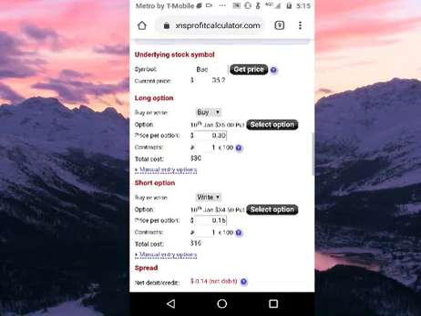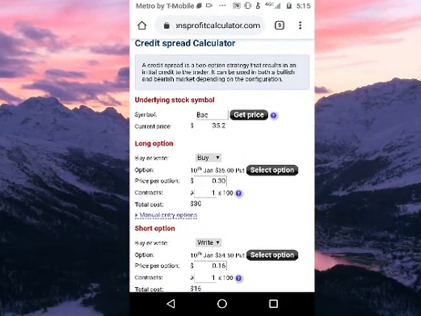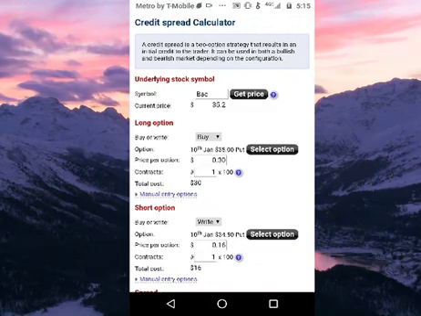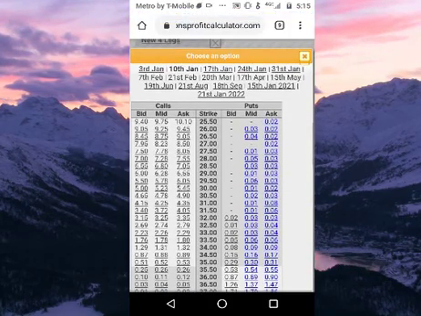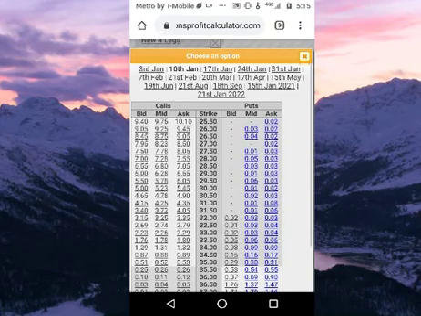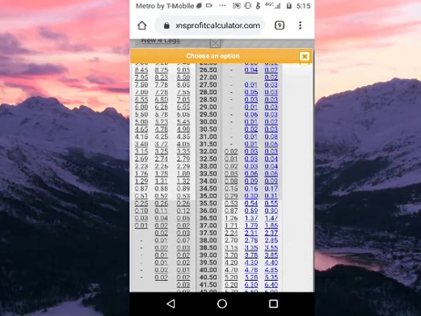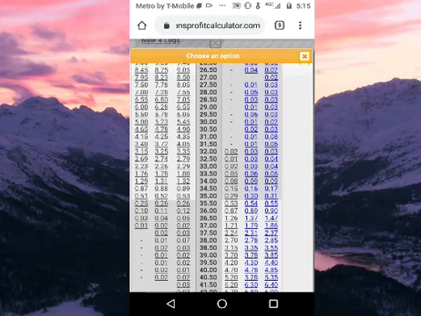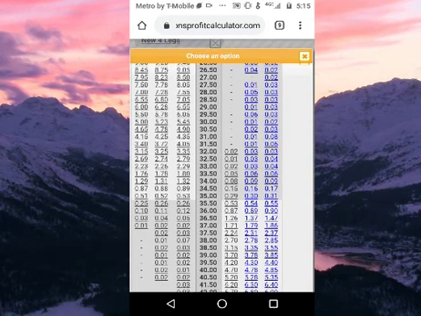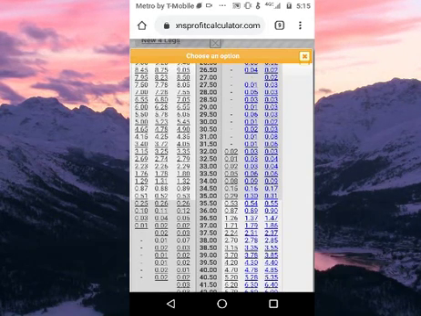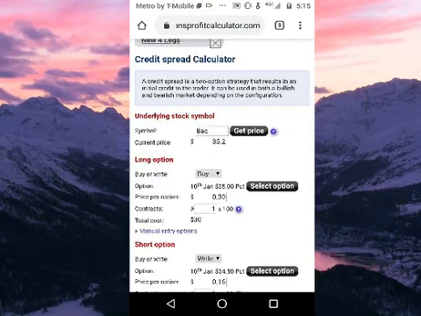You're going to click on Bank of America, select options, and the expiration date that I put was January 10th. So it's going to be the put. I buy that $35 and then I sell the $34.50. I already clicked on it, so I don't have to click anything right now.